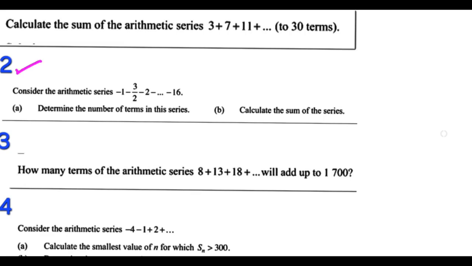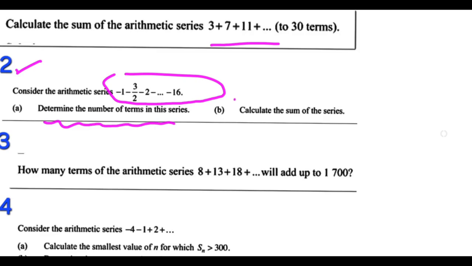Question number 2 now. Consider the arithmetic series. Determine the number of terms in this series. Second question, calculate the sum of the series. Now, I'm going to show you how to solve this question. Remember, this is the first type and this is the second type of how they ask the question. Sometimes they won't ask you to find the nth term. They will ask you directly to calculate the sum of the series.